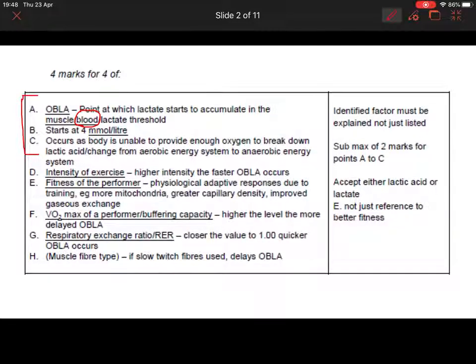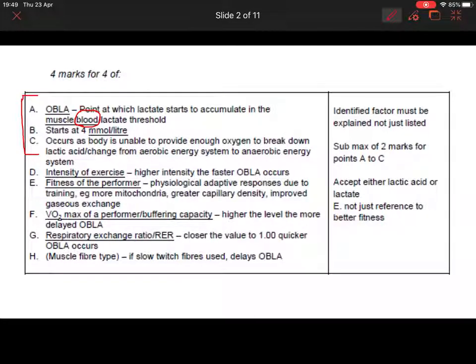Okay. Notice as well that this was mentioned in the PowerPoint last week, that when does OBLA generally take place? And it generally occurs at 4 millimoles per litre. Now, next week's lesson will look at how you actually measure blood lactate in the process we call lactate sampling. Okay, and point C is an explanation of why OBLA, the lactate threshold, takes place, and essentially it's your ability to work aerobically is compromised because you're not getting enough oxygen into your muscles. Okay, so that's the first three points.